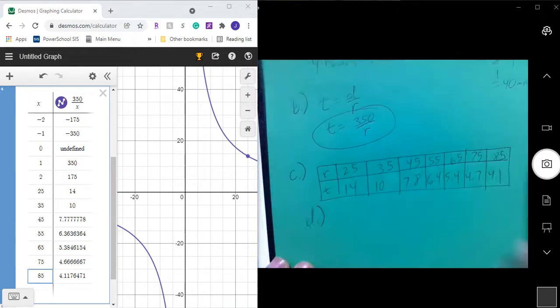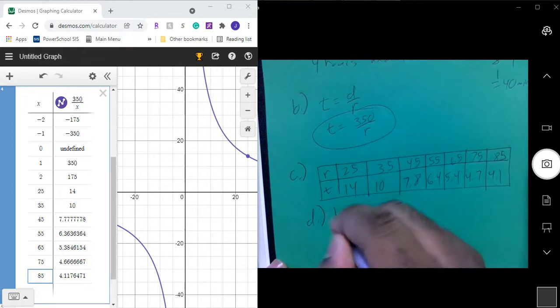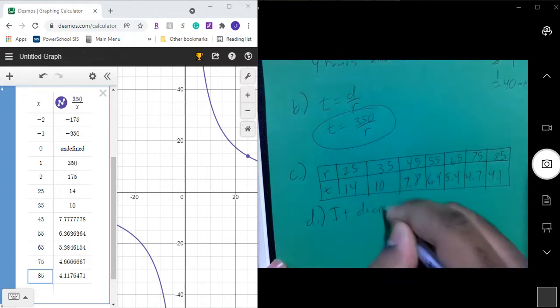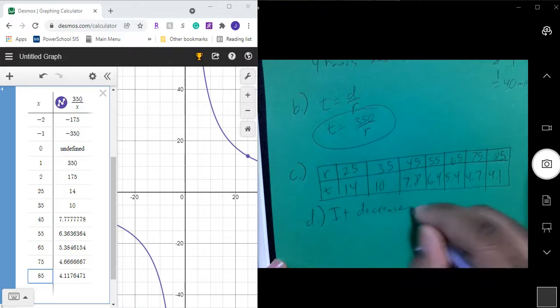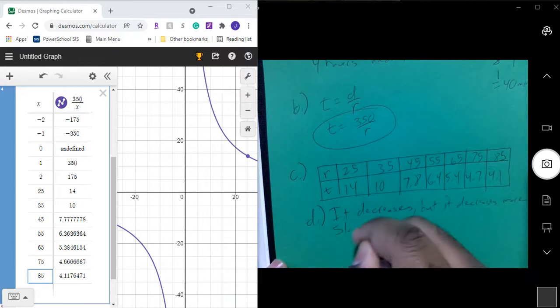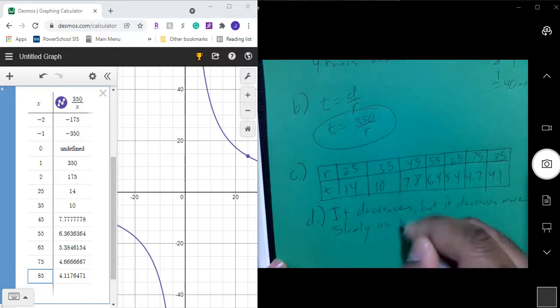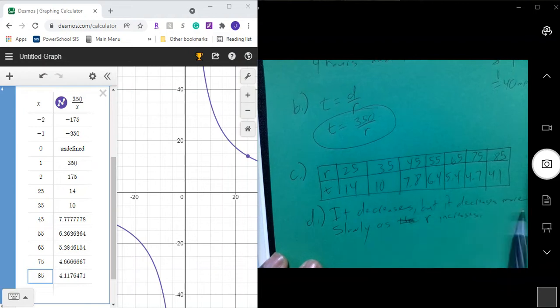Now D, it says, as your average speed increases, what happens to the time it takes to complete the trip? Well, if your speed increases, then the time it takes will decrease. So it decreases, but it decreases more slowly as R increases.